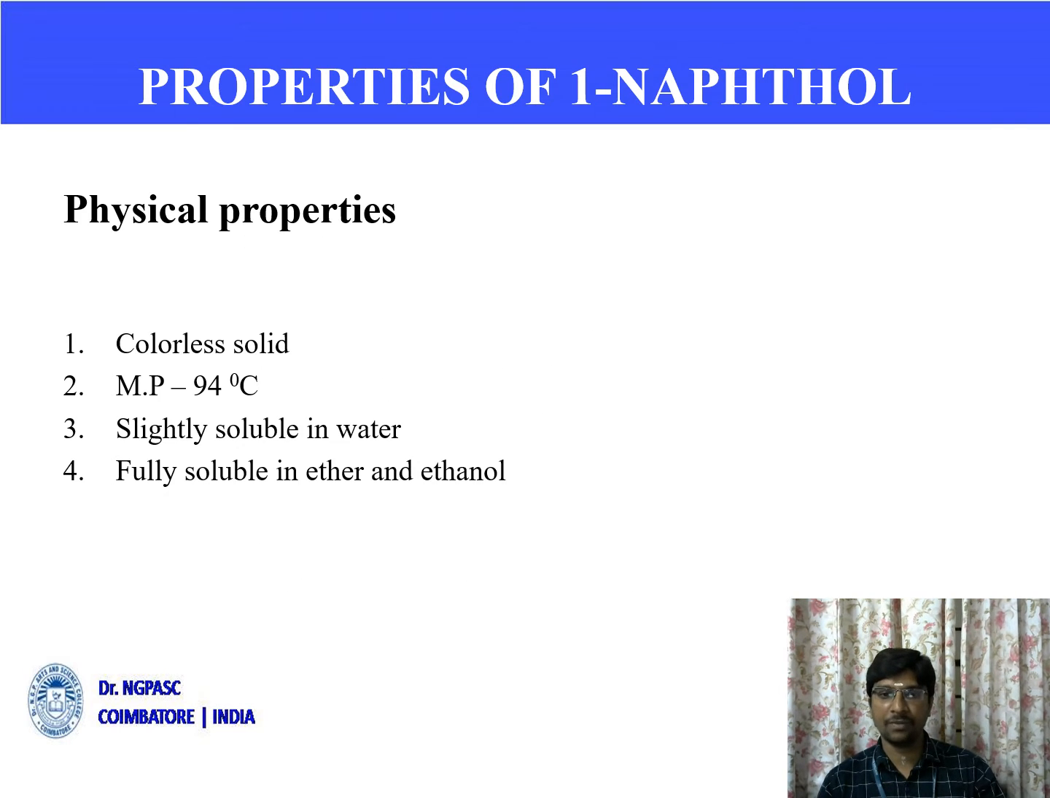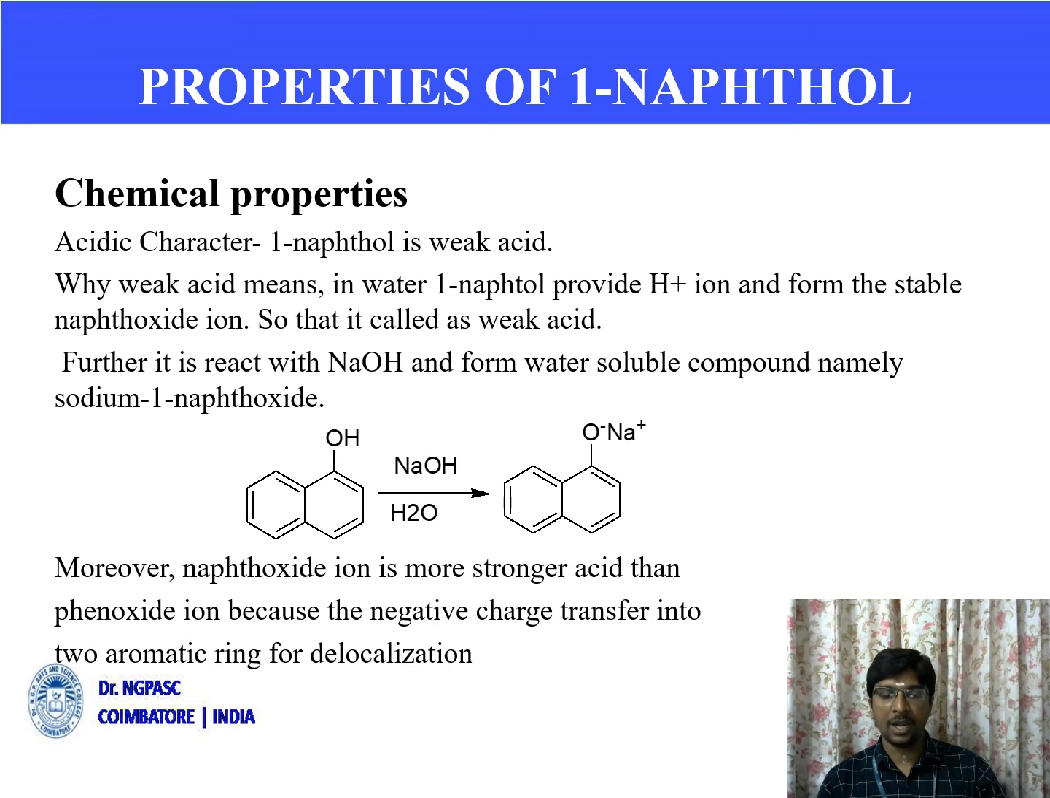And the physical properties of 1-naphthol: it is a colorless solid with a low melting point, that is 94 degrees centigrade, slightly soluble in water, and fully soluble in ether and ethanol. And another property, the chemical property, is most important. Here we can call 1-naphthol a weak acid. How can we call it a weak acid? When we take alpha naphthol in water, it is ready to provide the H plus ion in the solution. So it forms the naphthoxide ion, so it is called a weak acid.